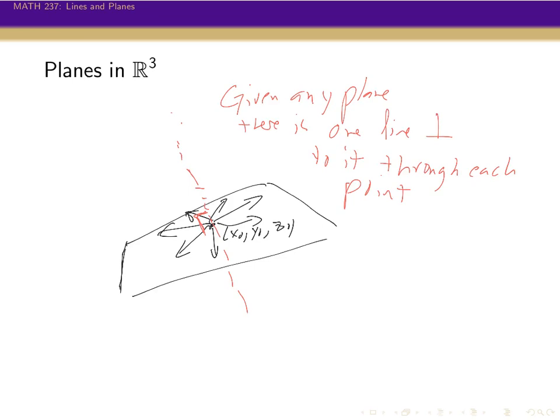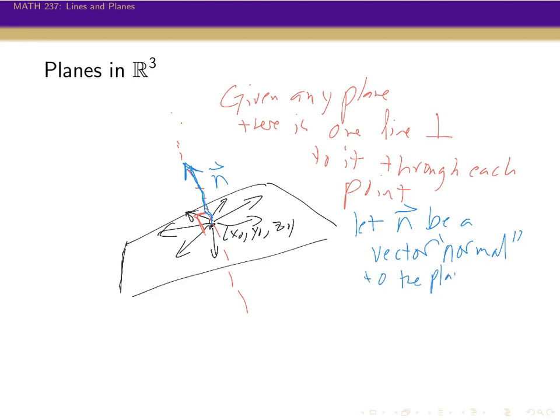And so if I say I'm going to take some vector perpendicular to the plane, since it's perpendicular or orthogonal, another name for that is normal. I'll label it as n. So I'm going to let n be a vector normal to the plane. And so this is just a fancy way of saying perpendicular.